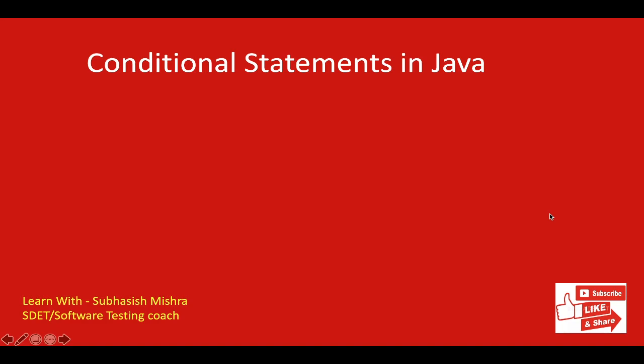If it is red, we are stopping there. If it is green, we are moving. If it is orange, we may stop or we can go very carefully. So, there is a condition. If the condition is satisfied, as per that we are taking some decision. Similarly, we need to apply these conditions in our code or program.